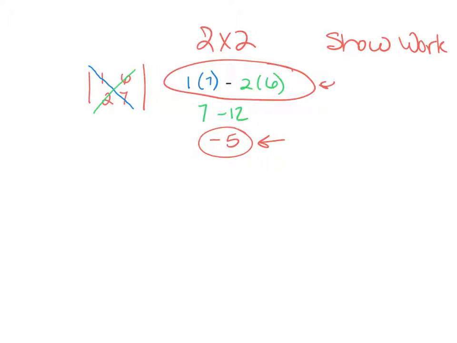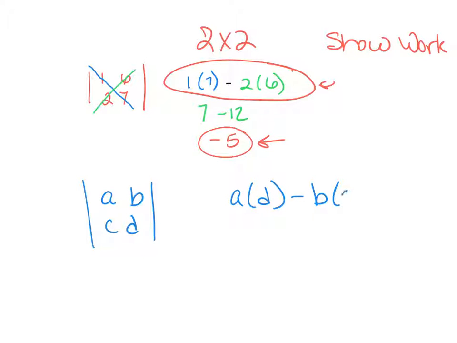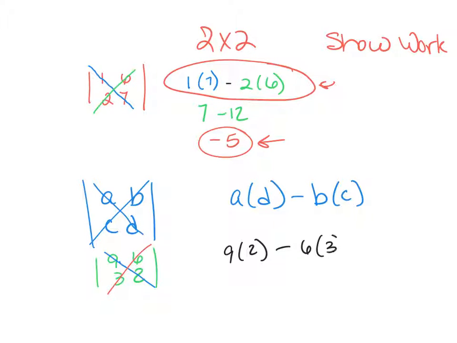So the formula to find a determinant of A, B, C, D is A times D minus B times C. So you're doing that multiplied together, and you subtract the 2, okay? So this one would be 9 times 2 minus 6 times 3. That's 18 minus 18. This determinant would be 0.